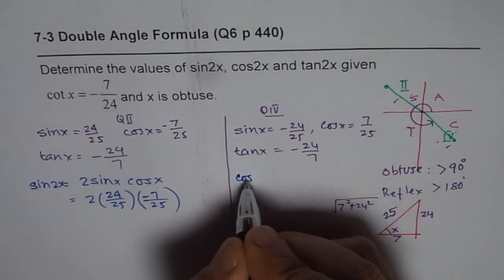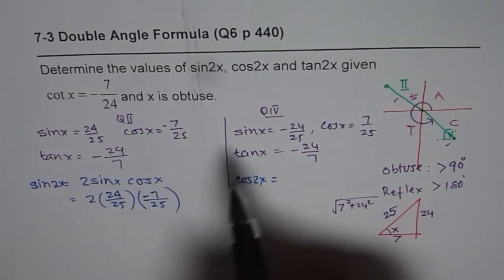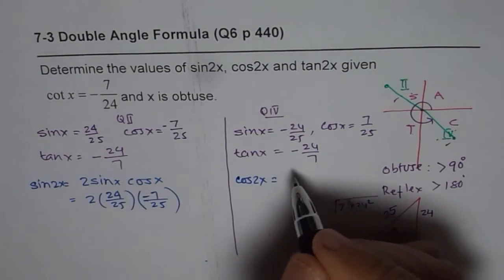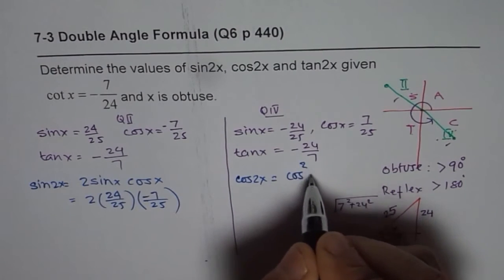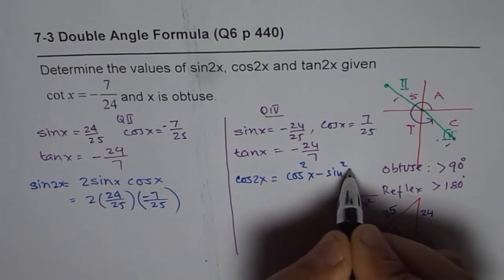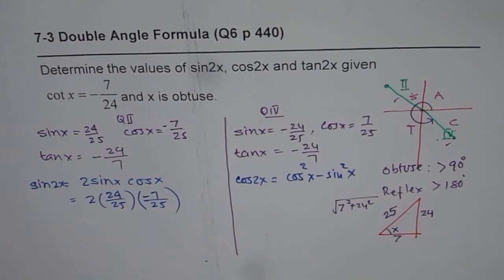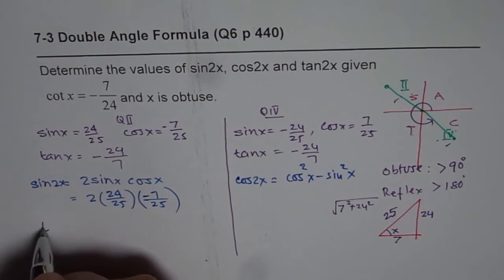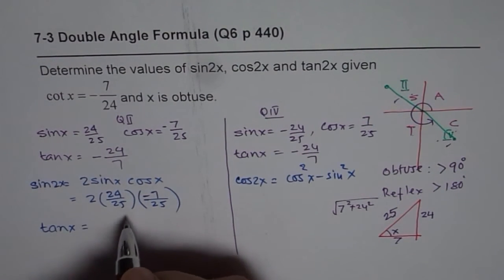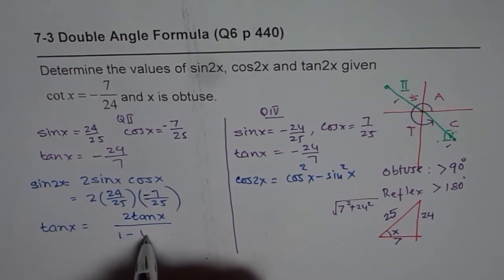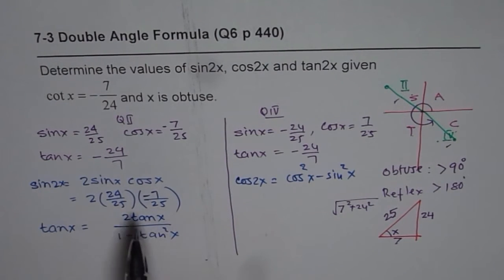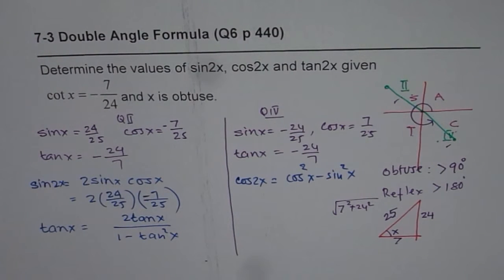As far as the cos 2x is concerned, you could use any one of those formulas. Let's use cos square x minus sin square x, correct? So you can substitute the values and find the answer. As far as the tan 2x is concerned, I hope you remember the formula. You get 2 tan x over 1 minus tan square x, correct? You know the values. Substitute these values and calculate your answer. So that is how you should be doing this question.